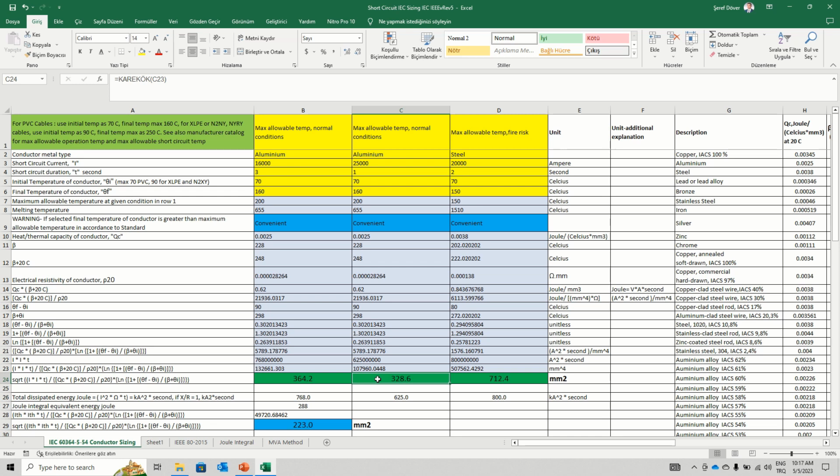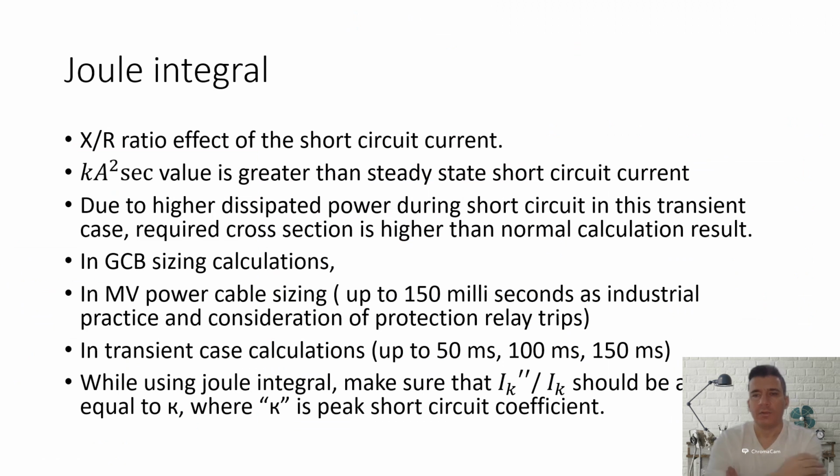Okay, in the next chapter we will start with subtransient cases, what the difference is in the Joule integral, and what the effect of the Joule integral is for determination of cross sections. You will find very detailed information in IEEE 60909. This Joule integral. You will see all this detailed, complicated formulation of what the Joule integral is. Okay, let me briefly explain what the Joule integral is.